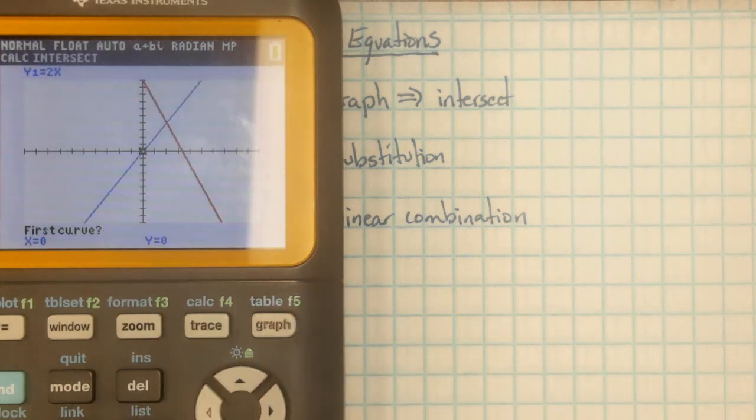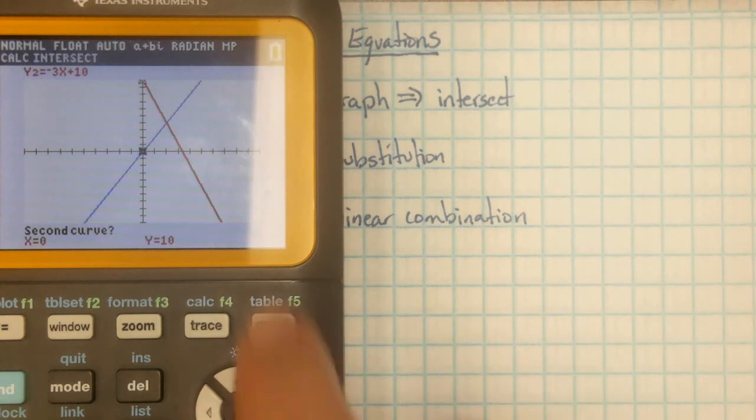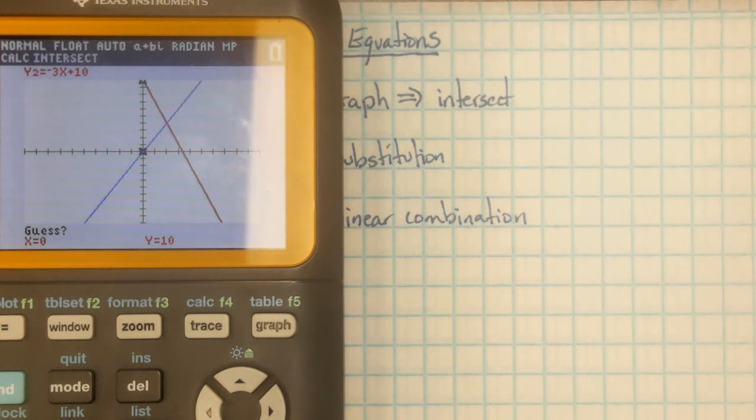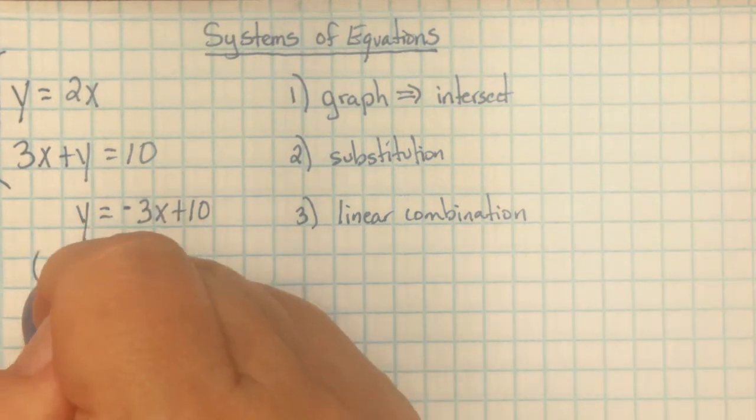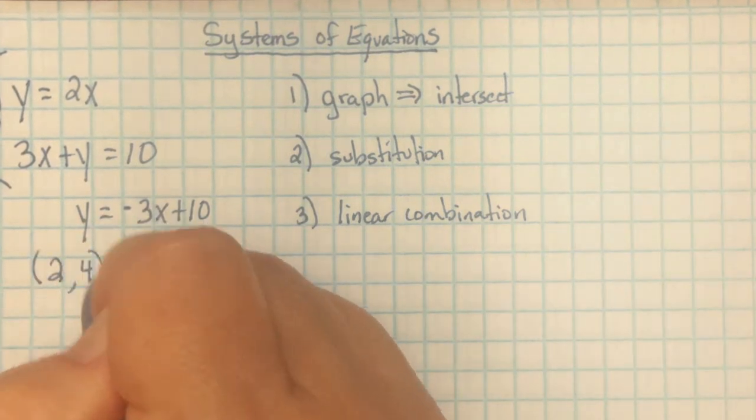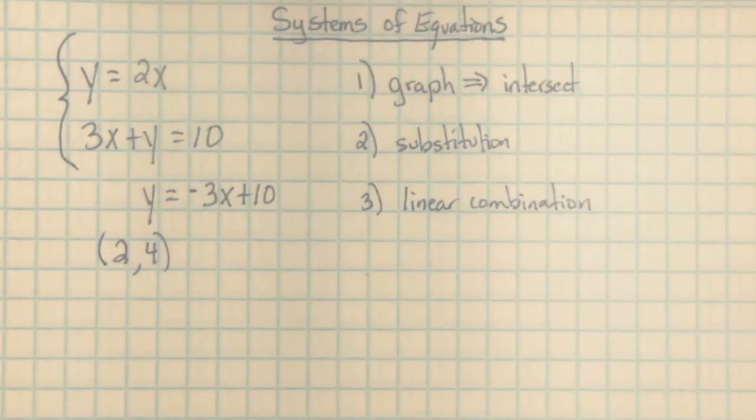The first curve, the blue one, yes. The next one, the red one, see how your little cursor's on there? Because we only have 2 lines, but if we had more. Do I want to guess? No, I would rather not guess. I hit enter one more time. And there's my point of intersection, 2, 4. And so that is the solution to this system by graphing.